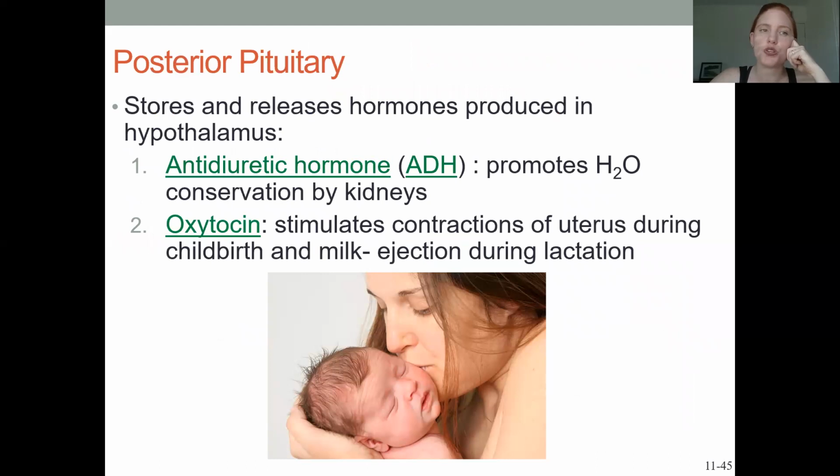Okay, on to the posterior pituitary. Remember that the posterior pituitary is more like a storage area. Think of the gallbladder. The gallbladder stores the bile, but it doesn't make the bile.